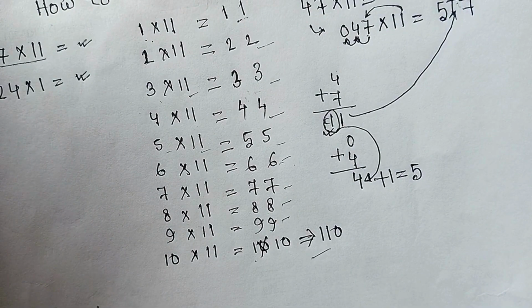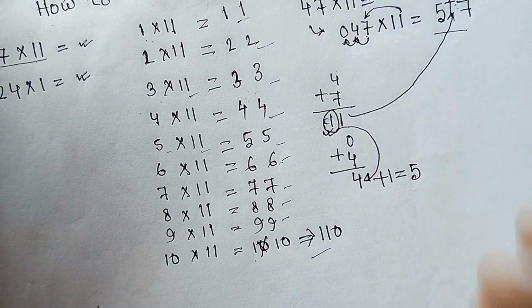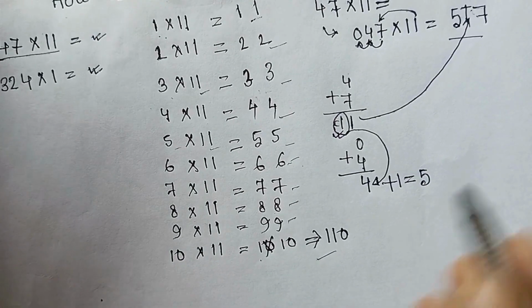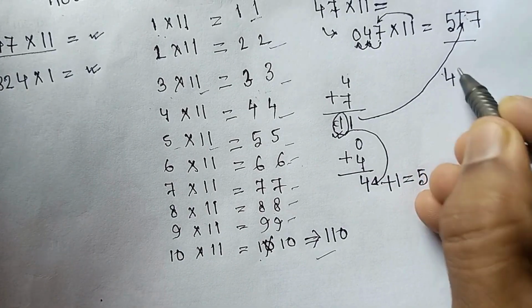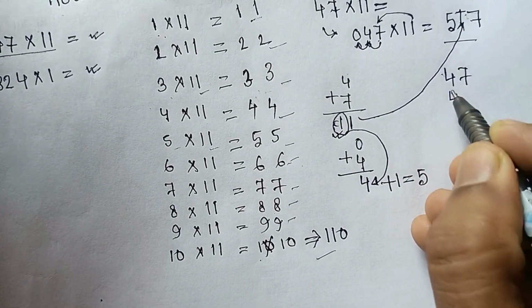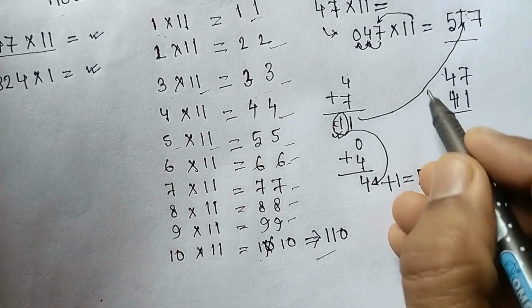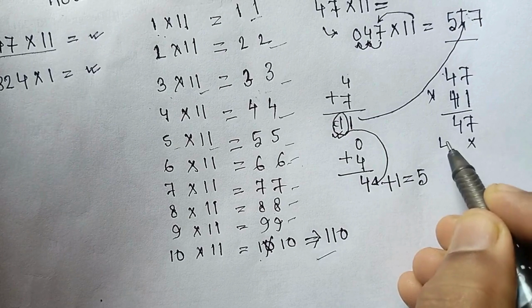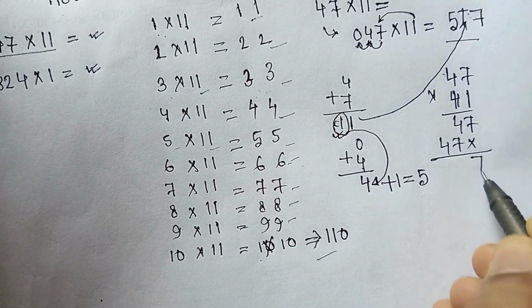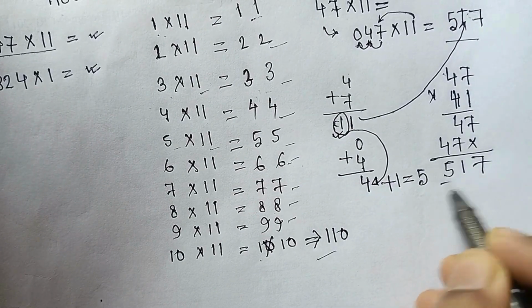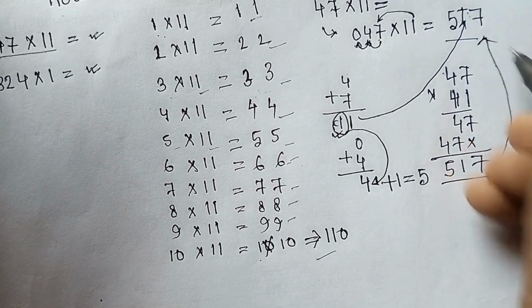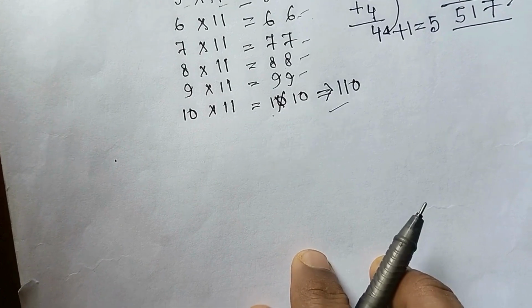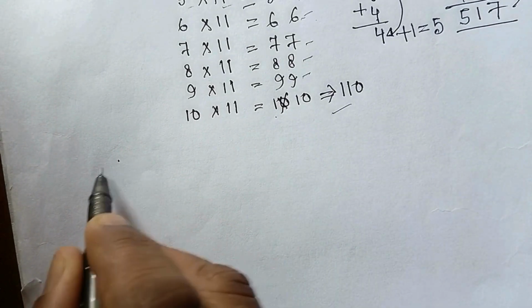So we get the answer. If we multiply 47 by 11 with the classical method, we get the same answer: 517. So this is the answer, and we get it in a single line. Simple.